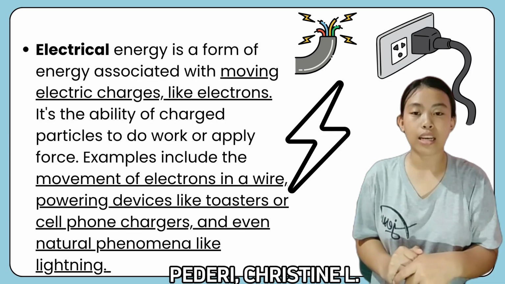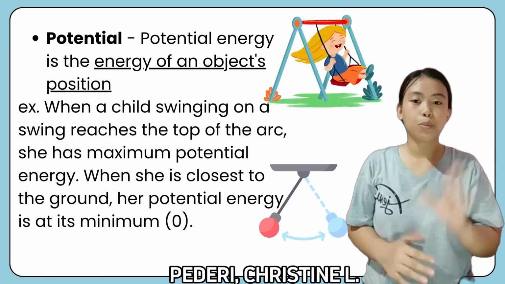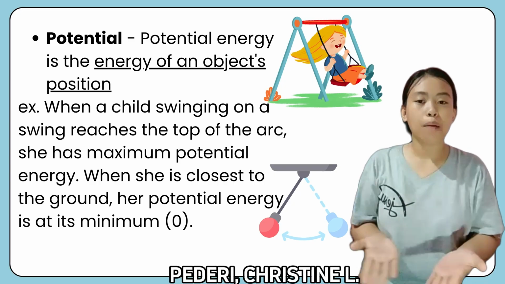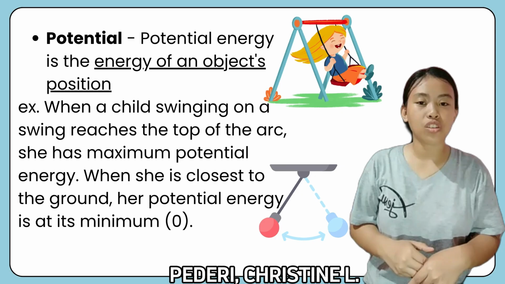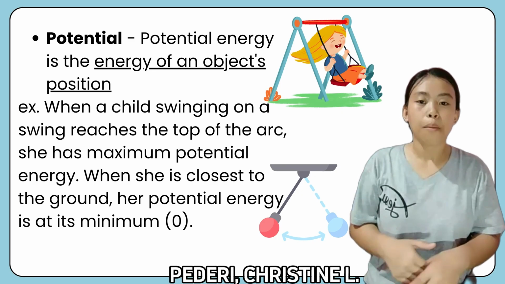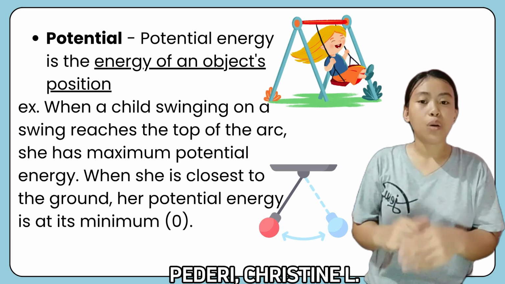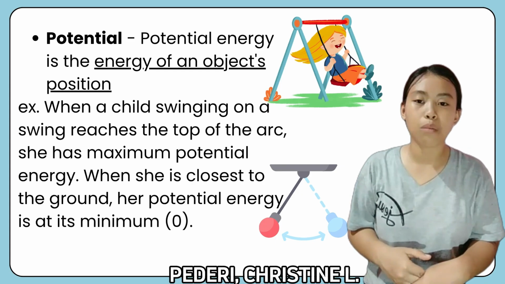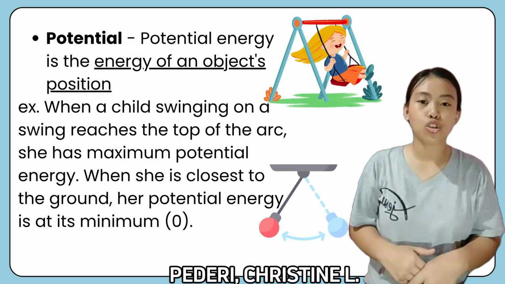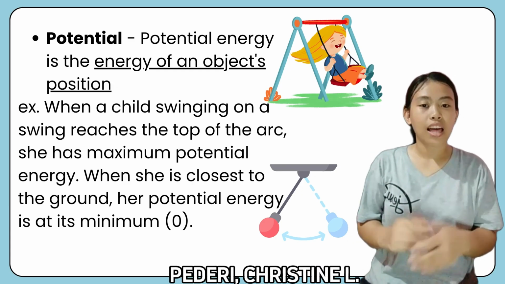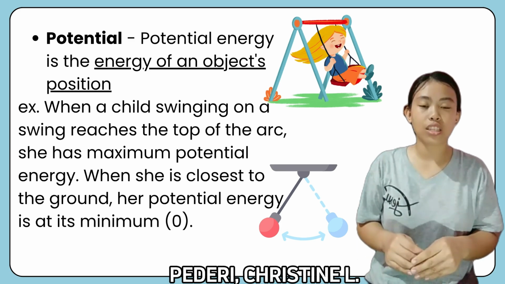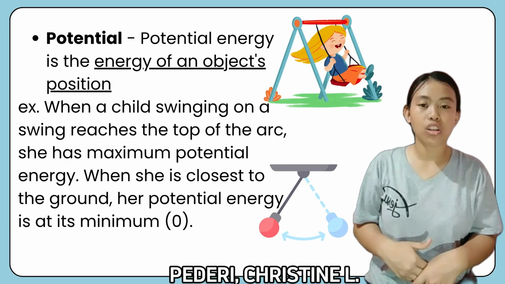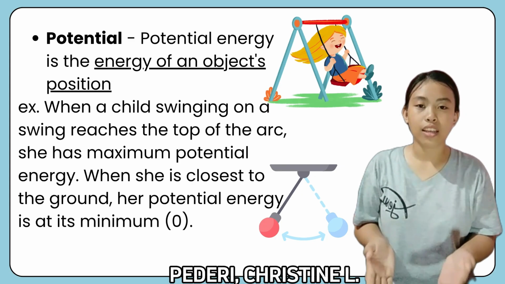phenomena like lightning. The fifth one is potential energy, the energy of an object's position. For example, when a child swinging on the swing reaches the top of the arc, she has maximum potential energy. When she is closest to the ground, her potential energy is at its minimum. Another example is throwing a ball into the air. At the highest point, the potential energy is greatest. As the ball rises or falls, it is a combination of potential energy and kinetic energy.